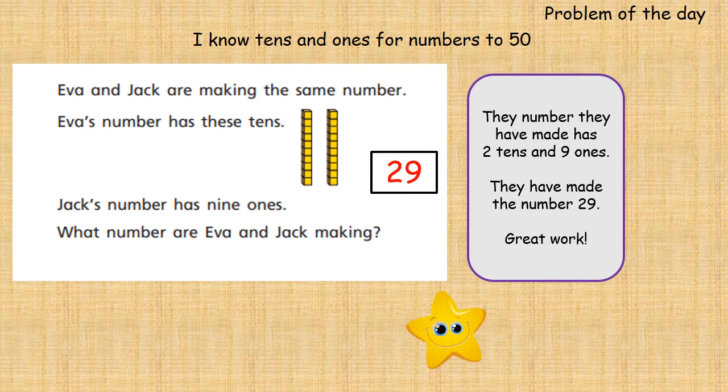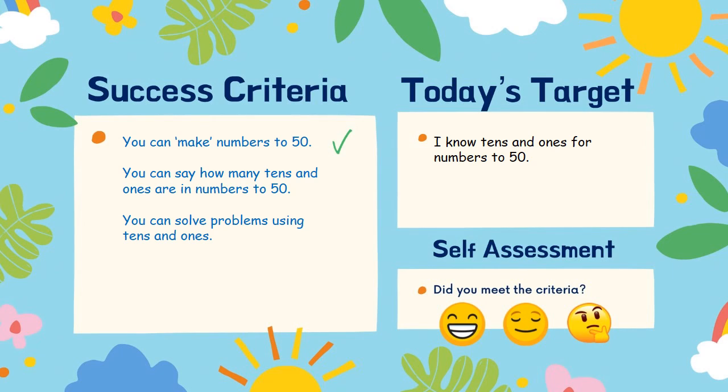Great work. That's the end of our lesson. You have met our success criteria. I know tens and ones for numbers to 50. You can make numbers to 50. You can say how many tens and ones are in numbers to 50. And you can solve problems using tens and ones.